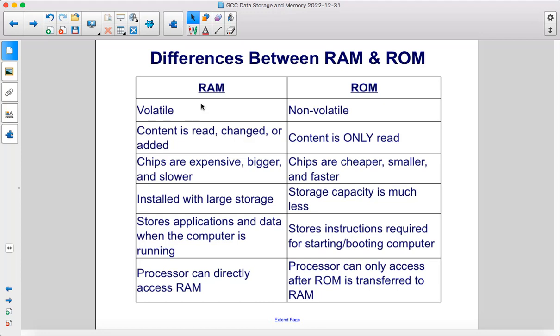ROM, or read-only memory, is non-volatile. Content is only read. The chips are cheaper, smaller, and faster. Much smaller storage capacity. It stores instructions required for starting or booting the computer, and the processor can only access it after ROM is transferred to RAM.